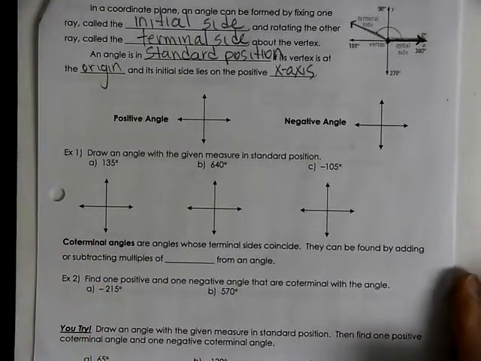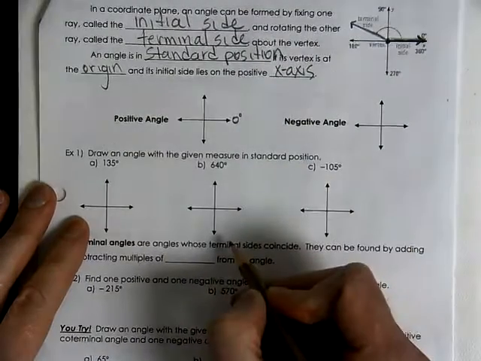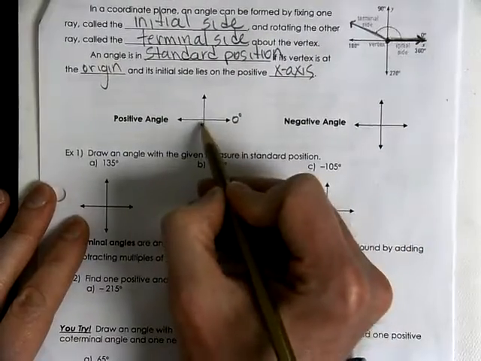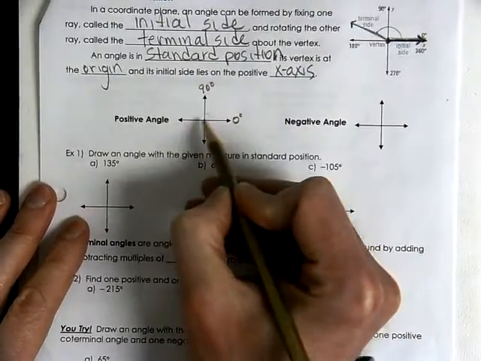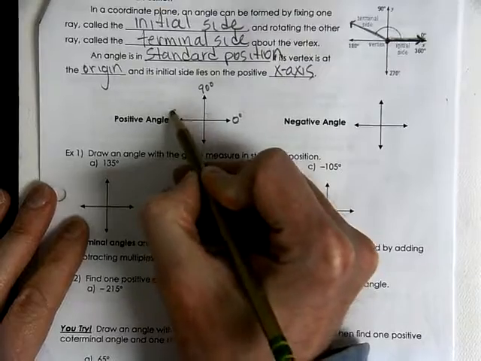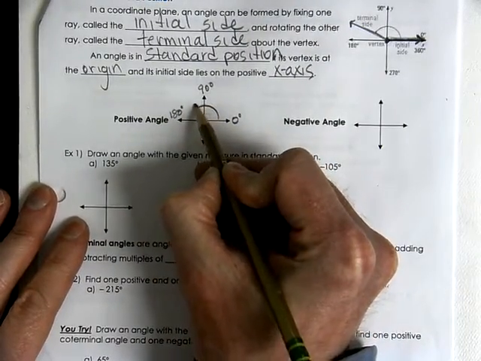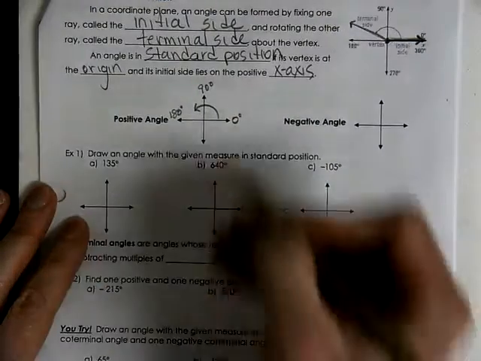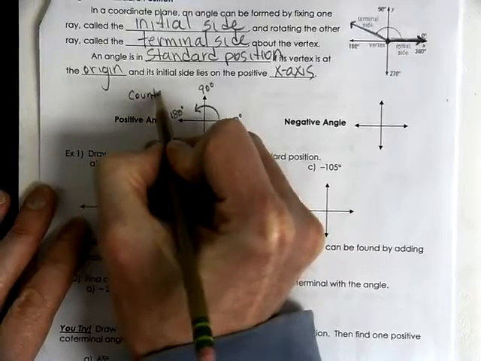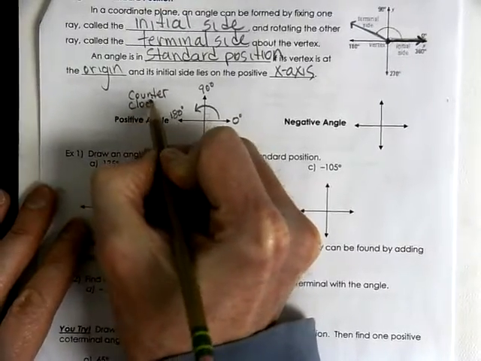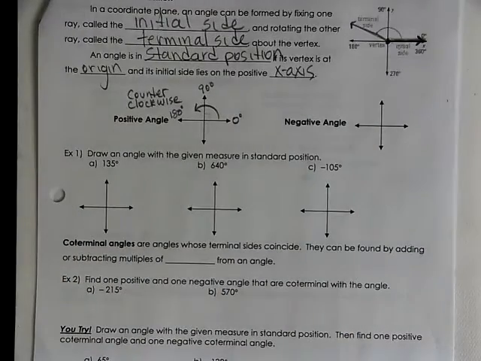So when we do positive angles, if this is 0 degrees, and straight up, we kind of make a box in the corner, so we'd call that 90 degrees, and another 90 makes 180. So we are going counterclockwise. That is in the positive angle direction.